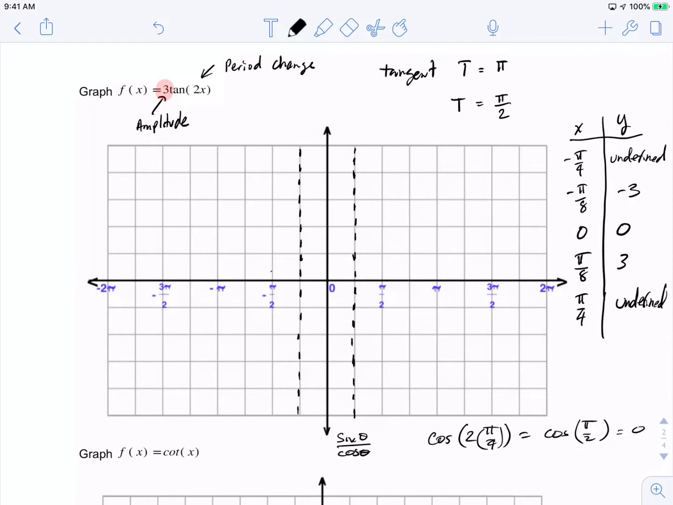So just graphing this, it's going to be 1. Pi over 8 is halfway between. That's going to be 3. And then negative pi over 8 is going to be 1, 2, 3. And so when we graph this thing, it's going to look like this. You can see it's much more narrow. And then since pi over 2 is the new period, 3 pi over 2 is going to be a vertical asymptote.